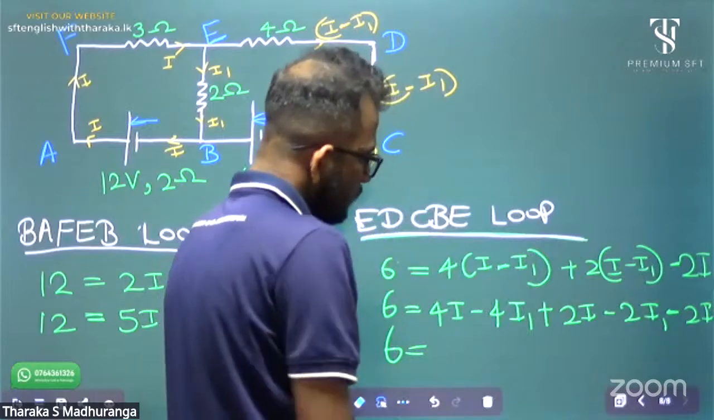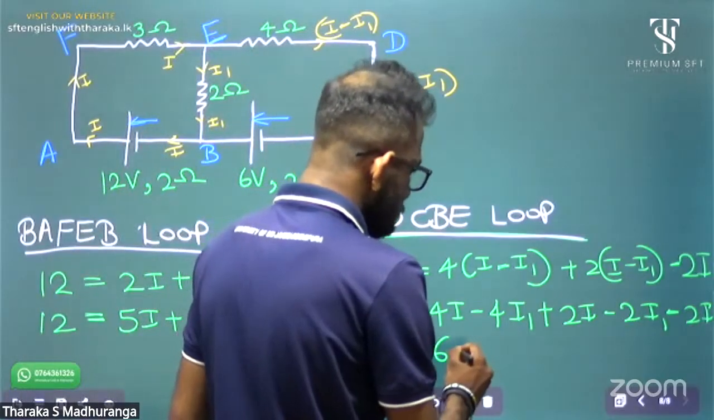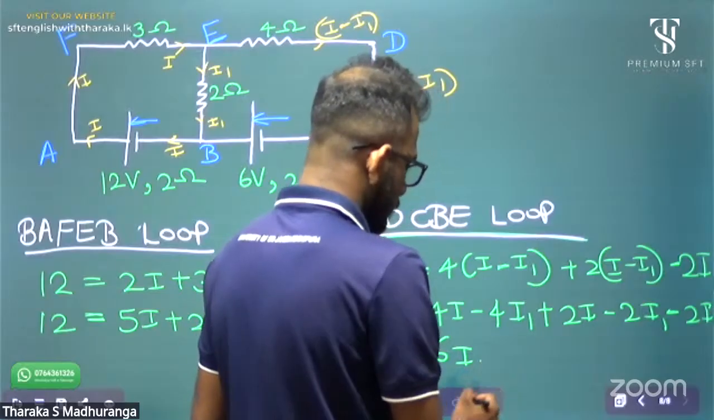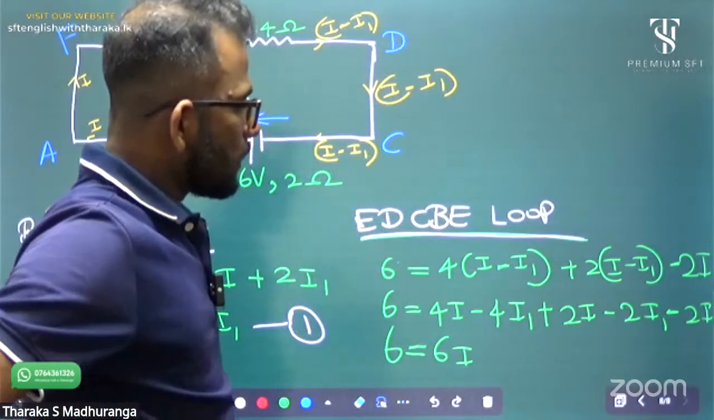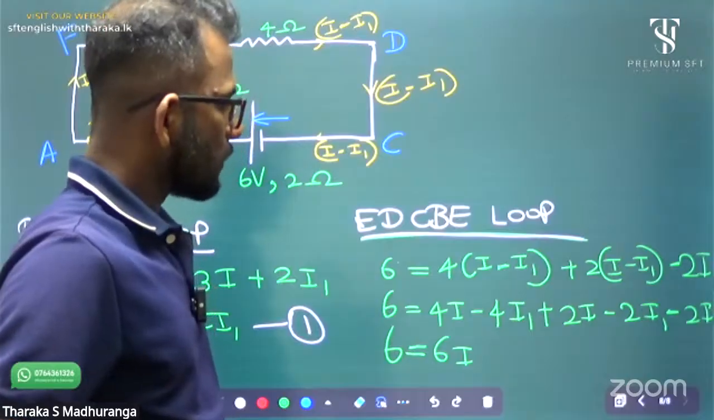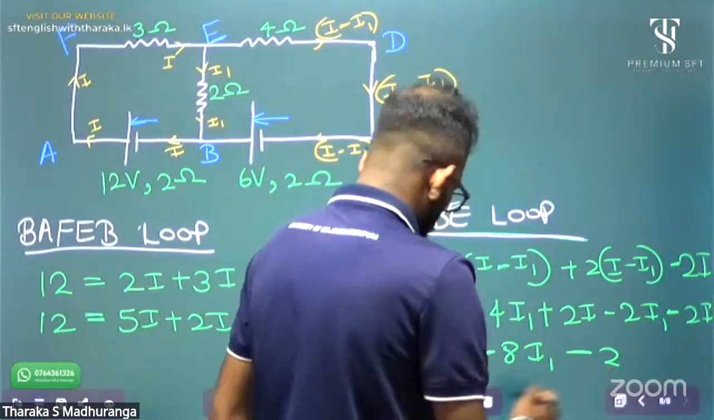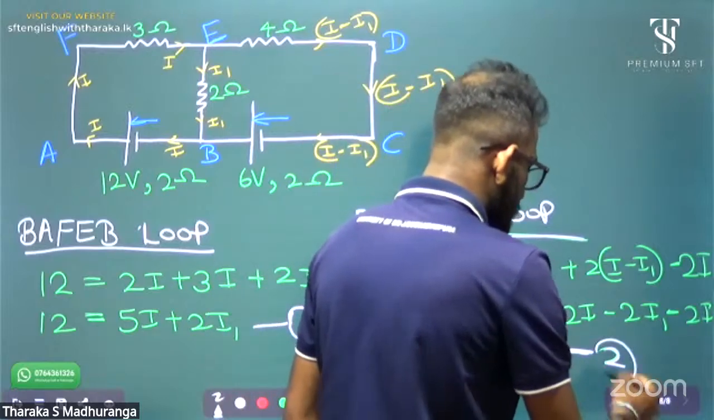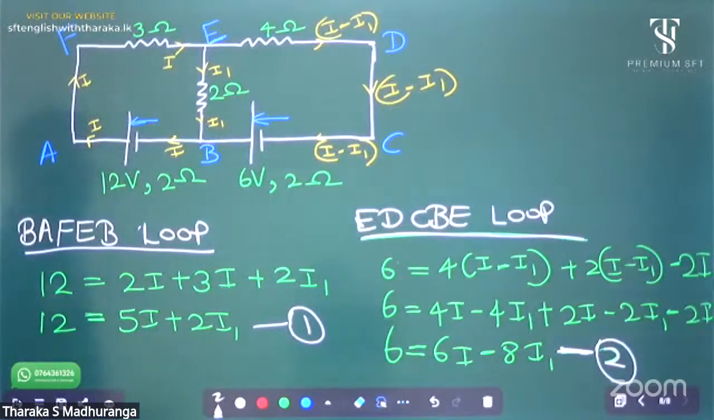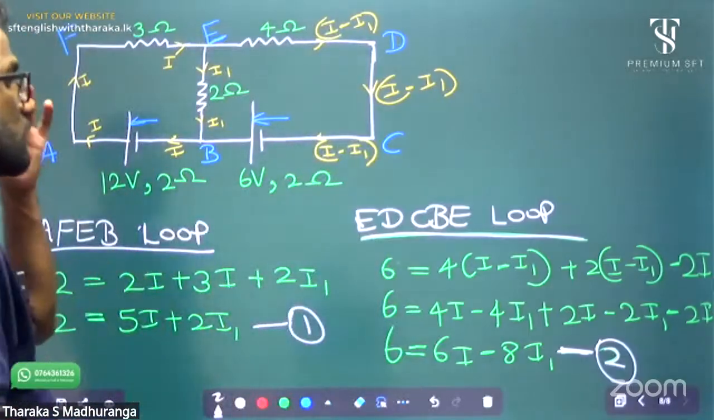Okay, 6 equals 4I plus 2I, it is 6I, minus 4I1 minus 2I1 minus 2I1, minus 8I1. Okay, these are my two equations. 6 equals 6I minus 8I1 and 12 equals 5I plus 2I1. Okay, I'm going to put these two equations on the next page.